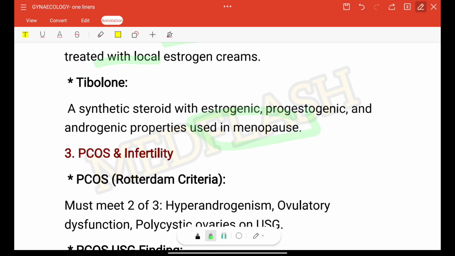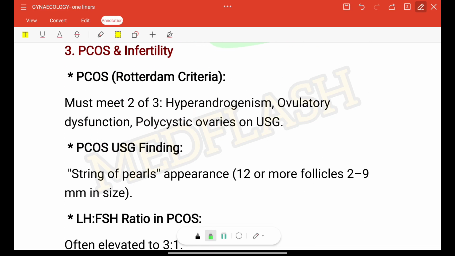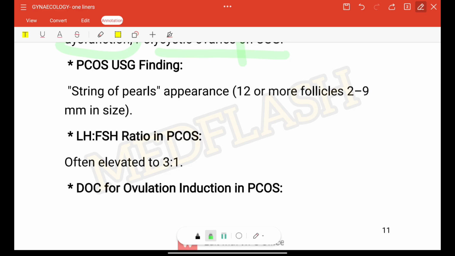PCOS, Rotterdam criteria: must meet 2 of 3. So that's why we follow the Rotterdam criteria: hyperandrogenism, ovulatory dysfunction, and polycystic ovaries on USG. USG finding in PCOS is a string of pearls appearance, 12 or more follicles, 2 to 9 mm in size, like this. Here is the stroma.